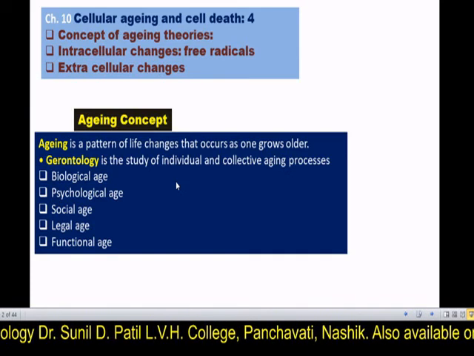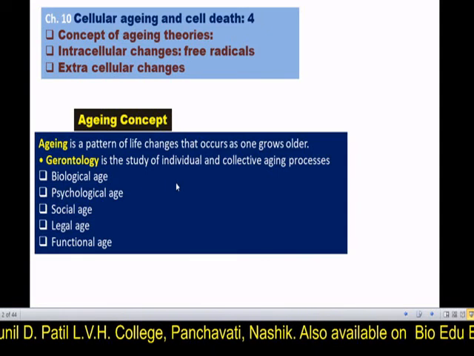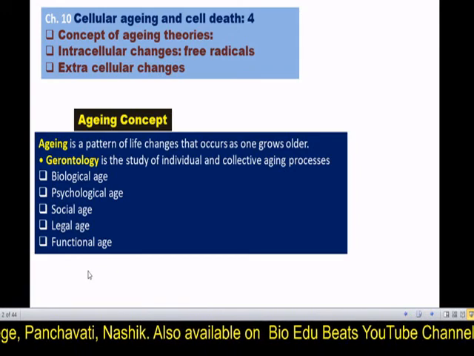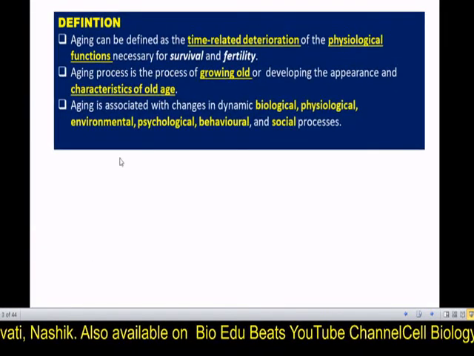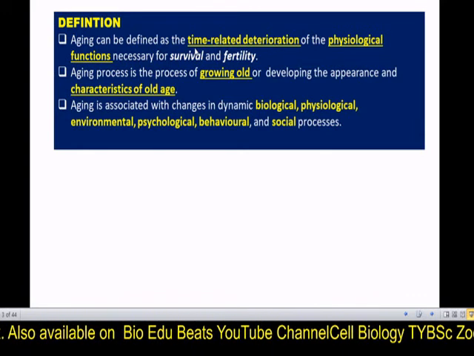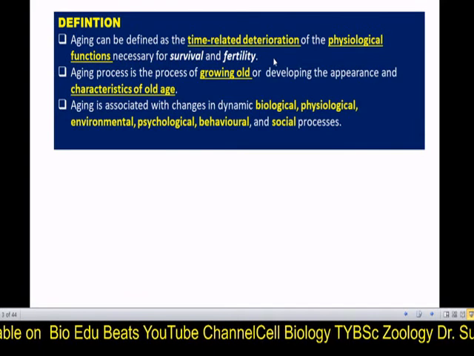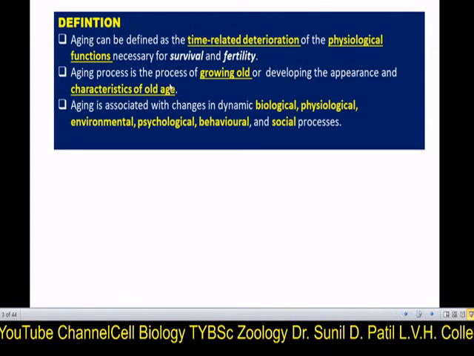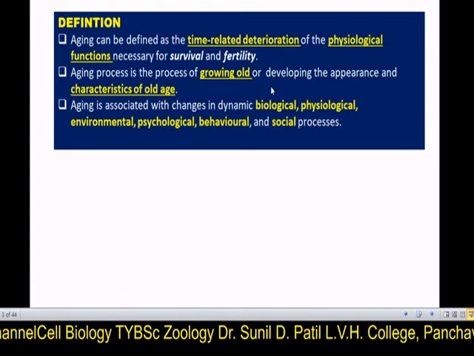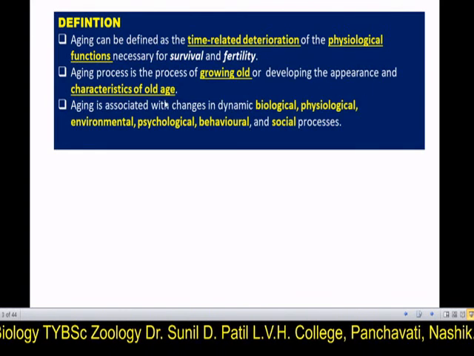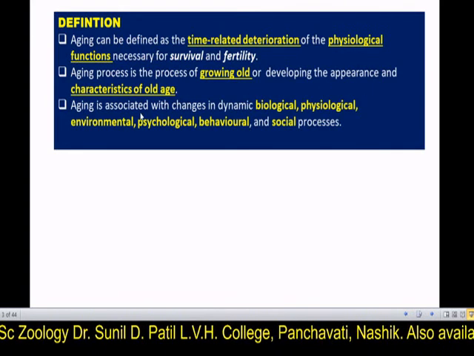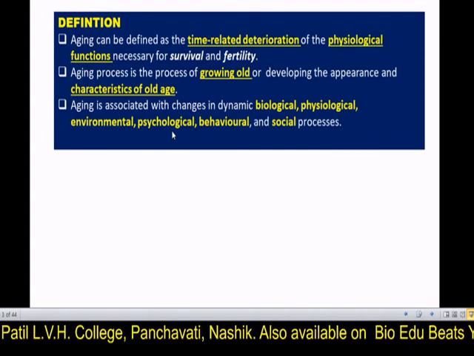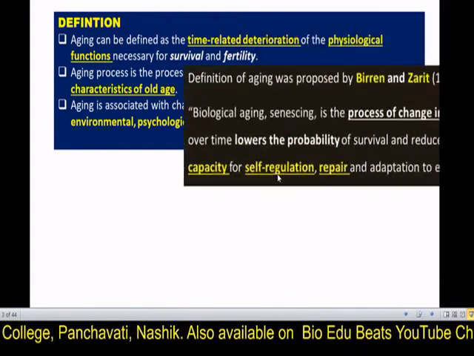Gerontology is the study of individual and collective aging processes. Biological age, psychological age, social age, legal age, functional age. The definition: aging can be defined as the time related deterioration of the physiological function necessary for survival and fertility. Aging process is the process of growing old or developing the appearance and characteristics of old age. Aging is associated with changes in dynamic biological, physiological, environmental, psychological, behavioral and social processes.